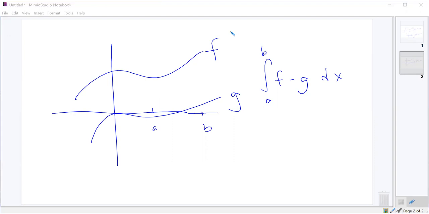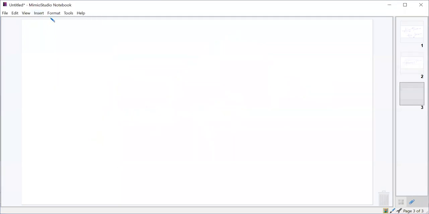Okay. I'm not going to go through all of the basic rules for integrals because we should know all of the basic rules for our integrals. But let's talk about some of the new stuff we did with integrals. So let's talk about integration by parts first.